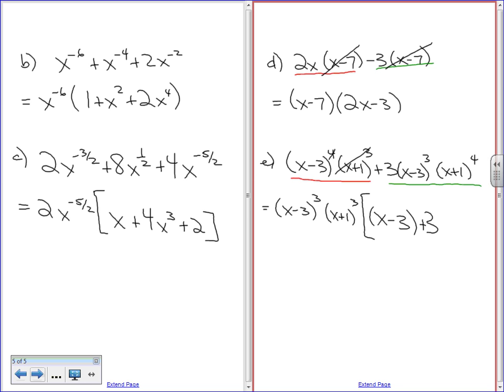X minus 3 to the 3, I've taken all of those out. They're done. X plus 1 to the 3, there were 4 of them, and I'm left with 1 of them. What do you think my next step is now? Right, expand the 3. Exactly. So just expand and then collect like terms inside that bracket and you're done.